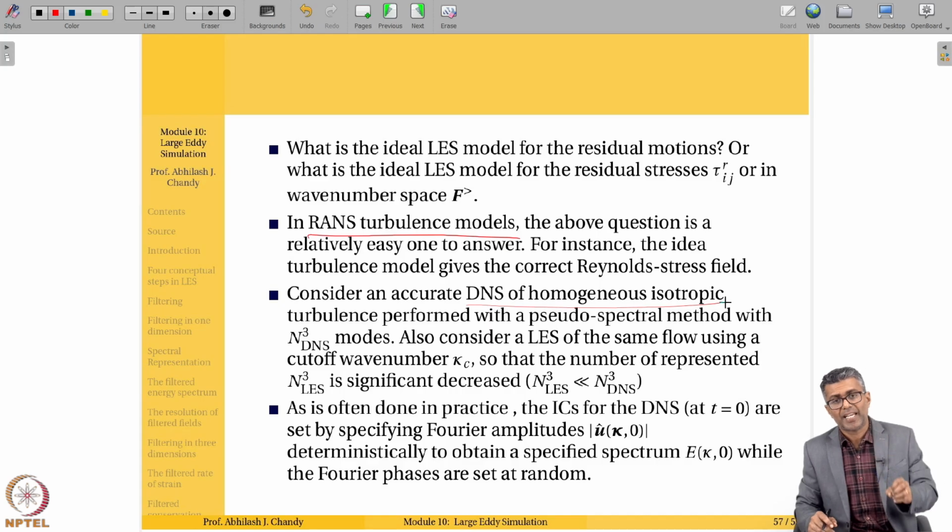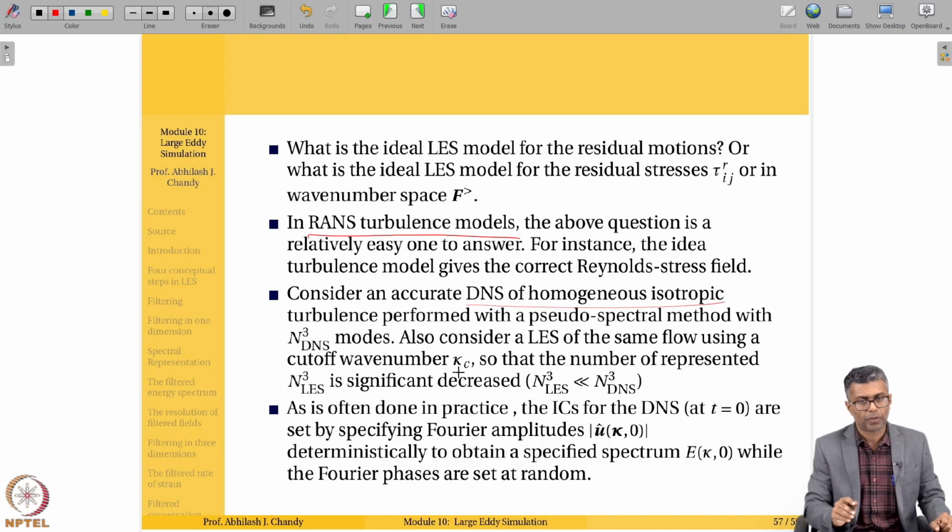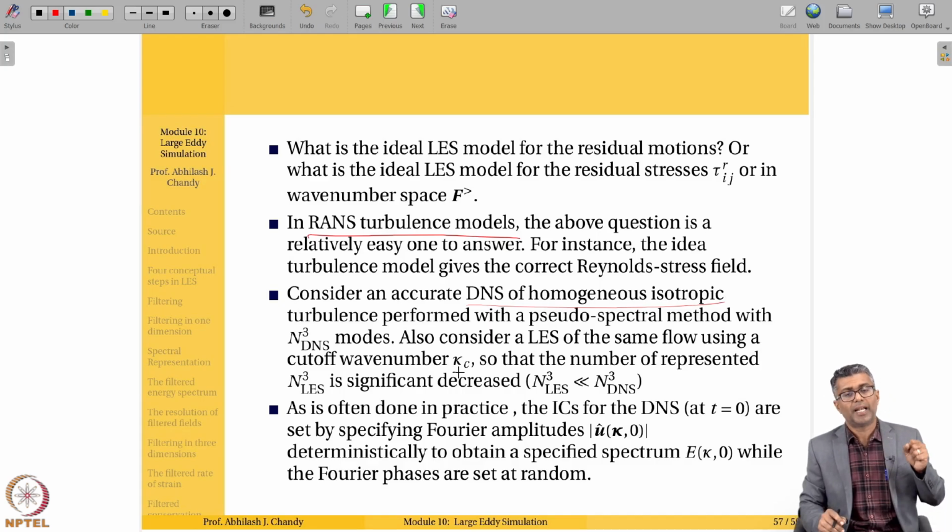Now, if you consider LES of the same flow, our cutoff wavenumber is kappa c, right? So the number of represented modes would be N_LES cubed. So N_DNS cubed and N_LES cubed. Obviously, N_LES is less than N_DNS.